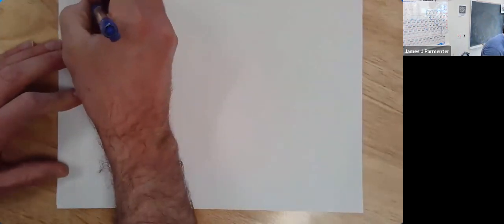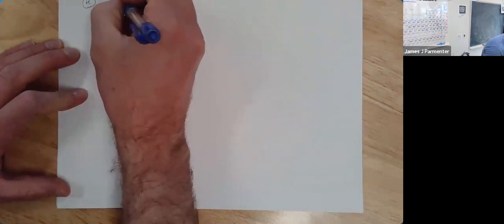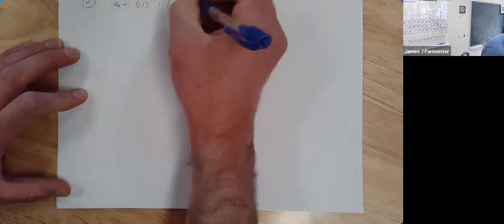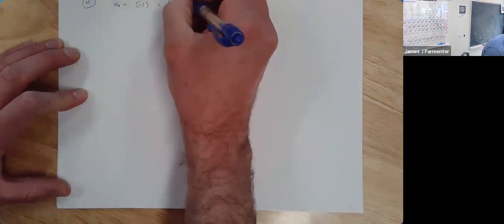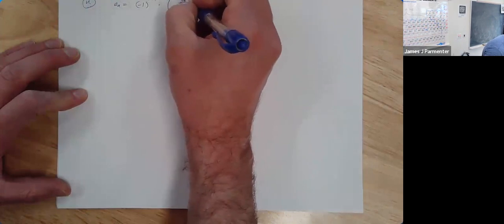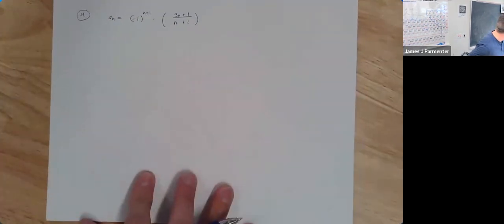Okay, other things. Let's see. Yeah, let's look at this here. Let's say we have a sub n equal to -1 to the n plus 1 times 3n plus 1 over n plus 1. Oh, can't see that. Sorry.